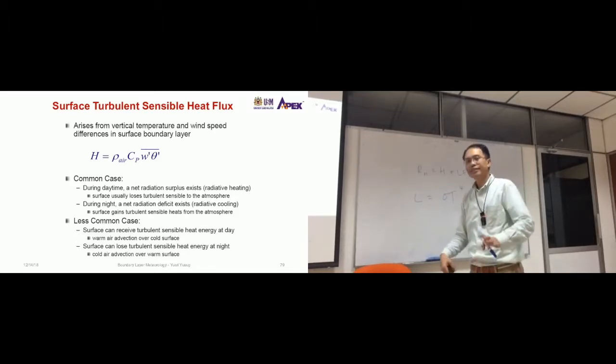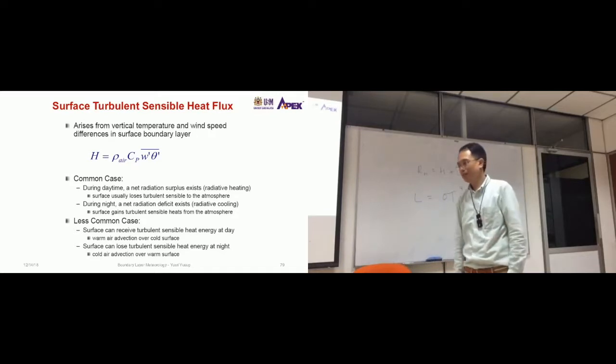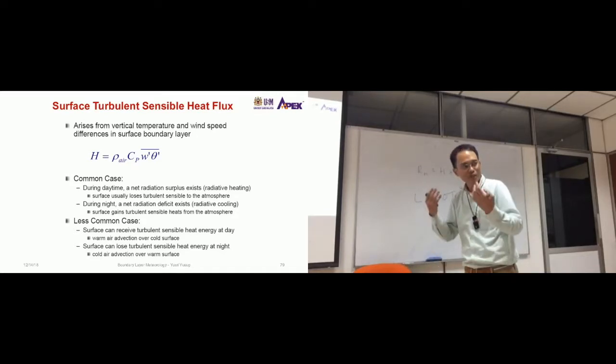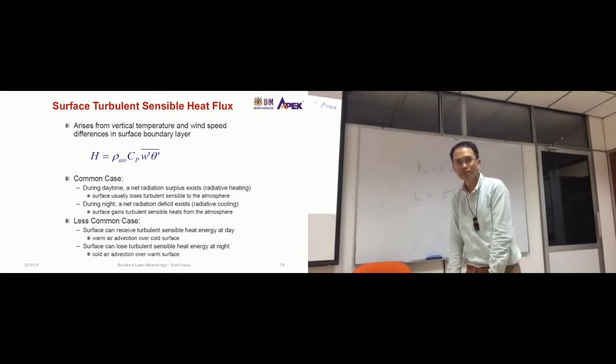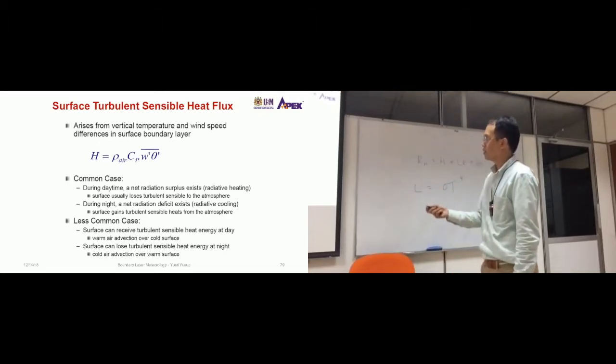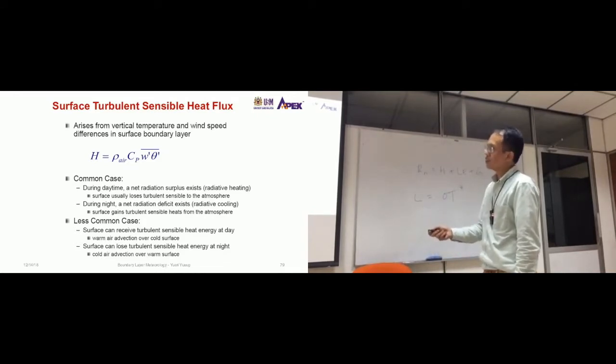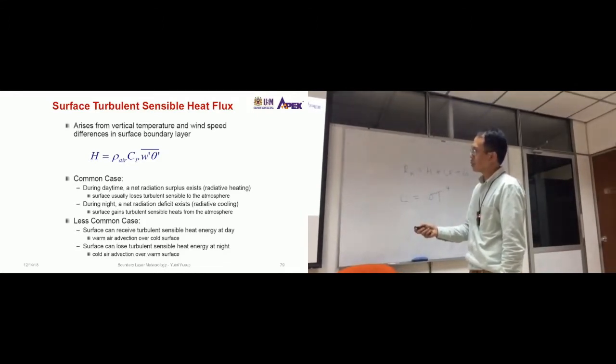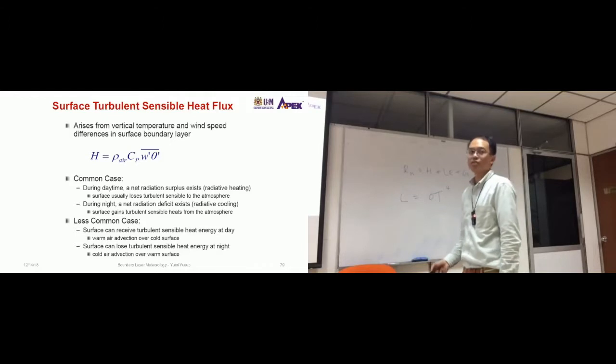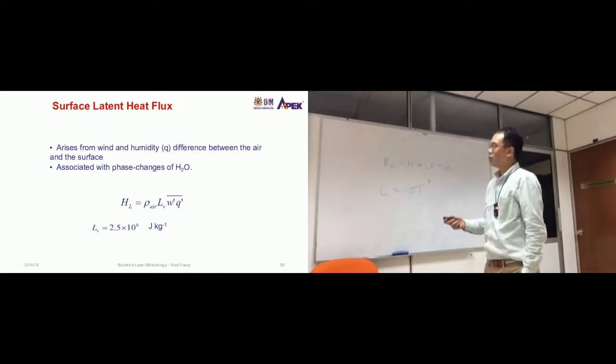So basically, the common situation is where during the day, heat will be released from the surface, and at night heat will be absorbed by the surface. And we call that radiative heating and radiative cooling. The less common case is where the surface can receive turbulent sensible heat energy during the day, such as with warm air advection over a cold surface. The same goes for latent heat.